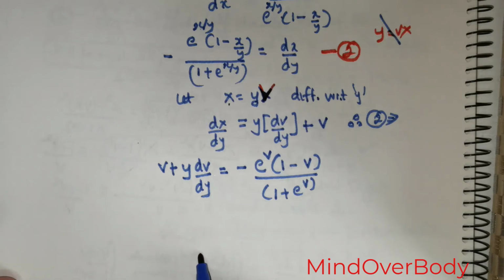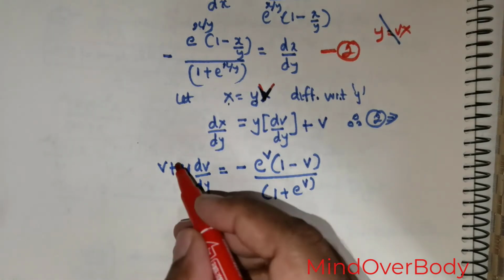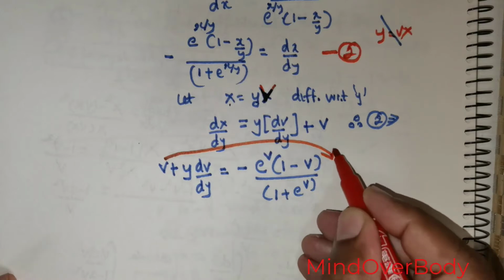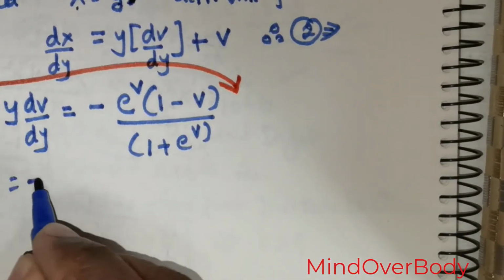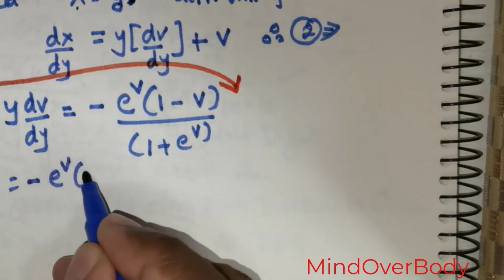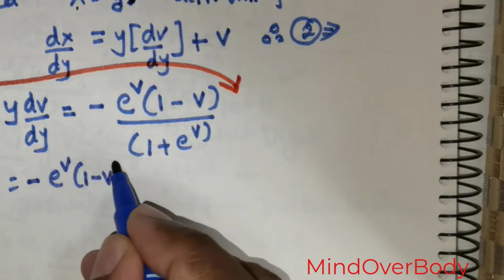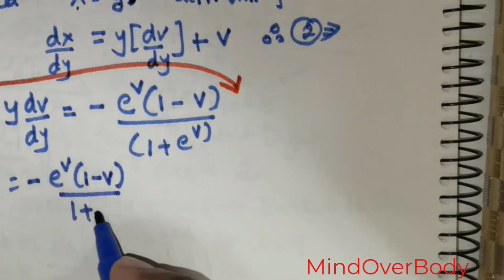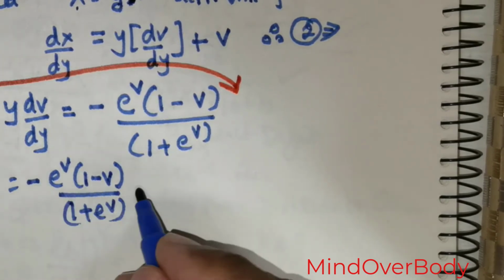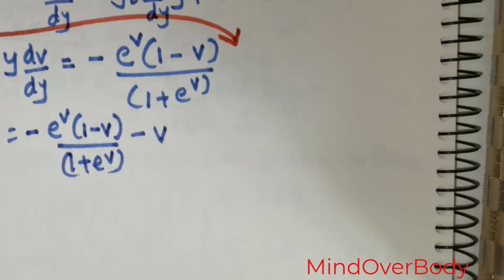So what we will have to do is some rearrangement and solving. I will have to move this v to the other side, and that would give me 1 is equal to negative e raised to the power of v over 1 plus e raised to the power of v, minus v. This is going to be negative v.